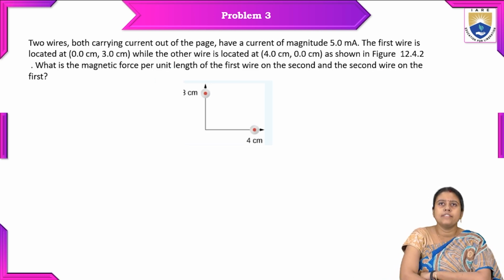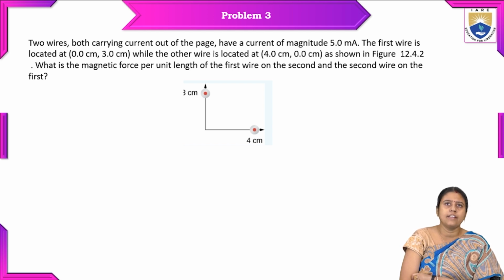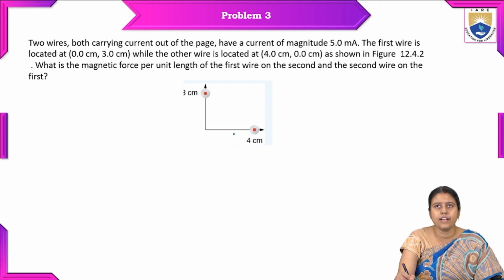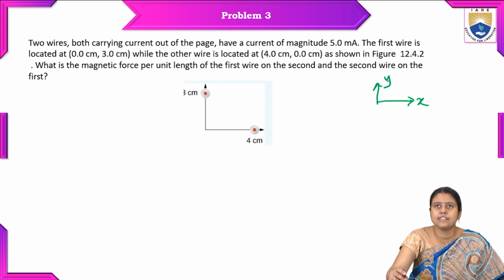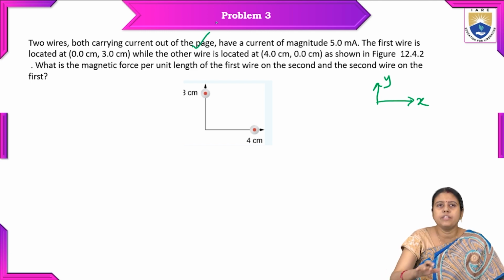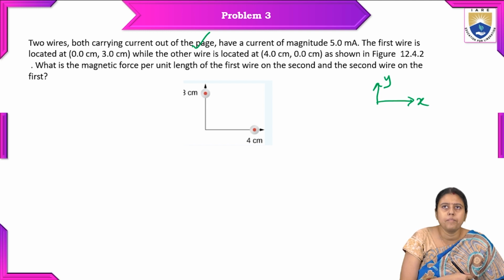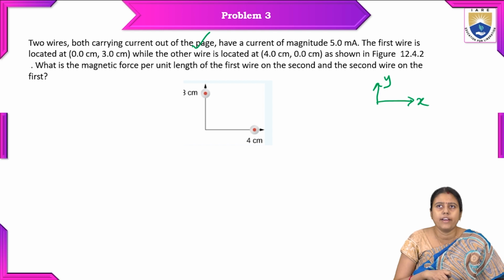Next, two wires are carrying current out of the page, with a current of 5 milliampere. The first wire is located at 0, 3 centimeter and the second point is located at 4, 0 centimeter. So if this is the x-axis and this is the y-axis, it is written out of page. Out of page is nothing but an xy plane. So one current is in the x direction, another current is in the y direction.